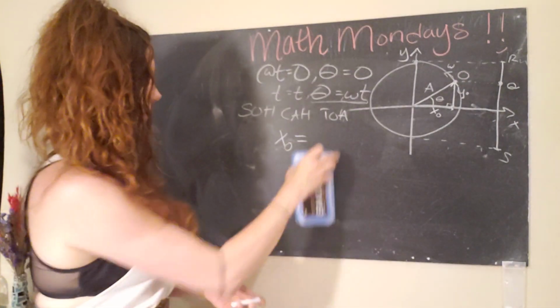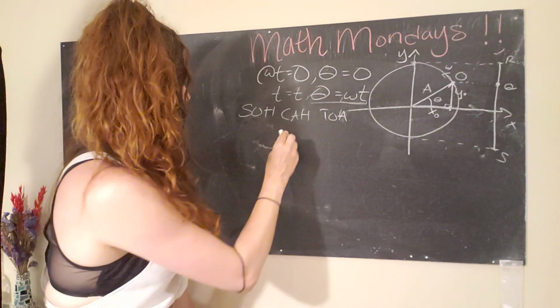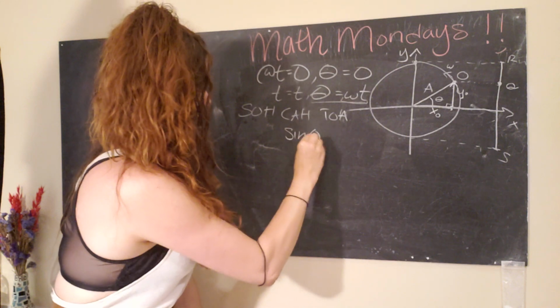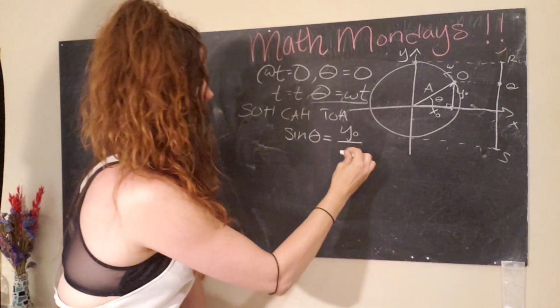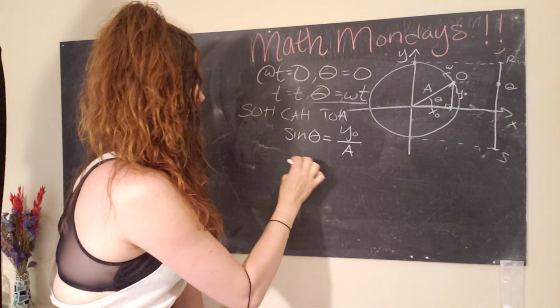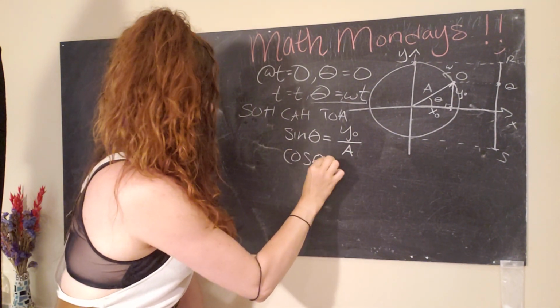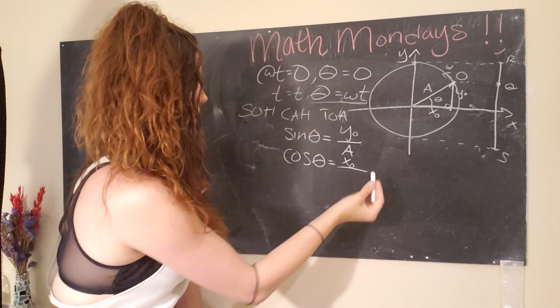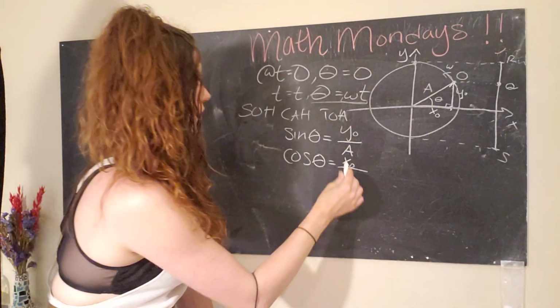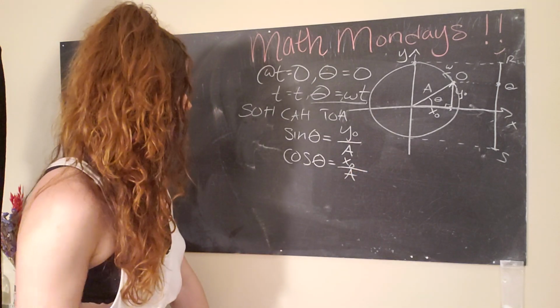So actually, before I write this, I'm going to really quickly write out what that means. Sine of theta equals y of our particle divided by the hypotenuse, and cosine of our angle equals x of our particle, the x coordinate of our particle, divided by the hypotenuse.